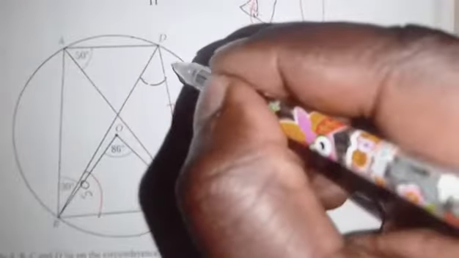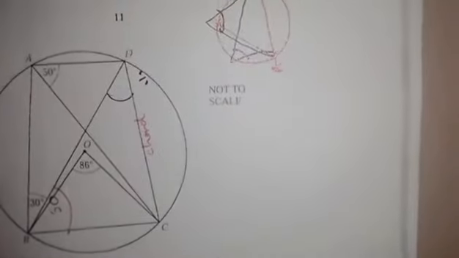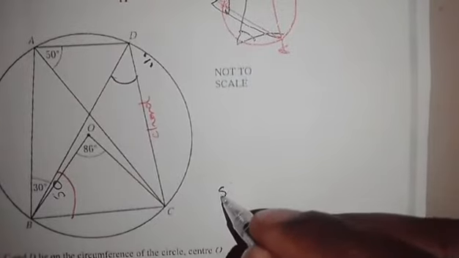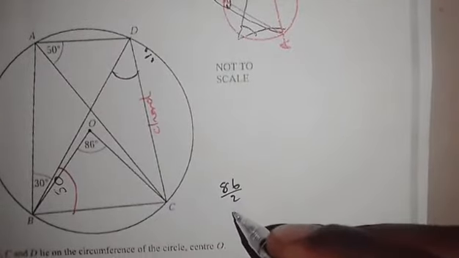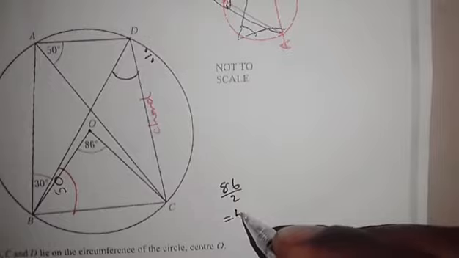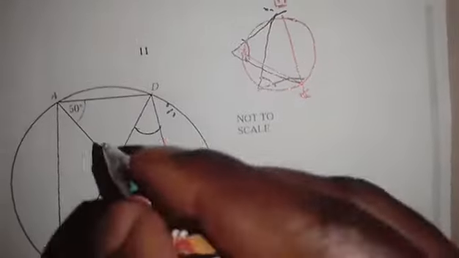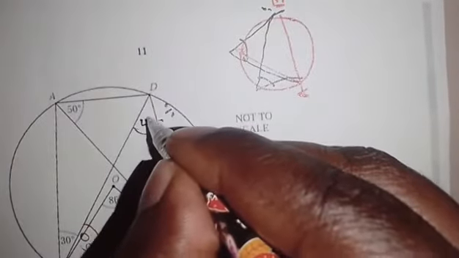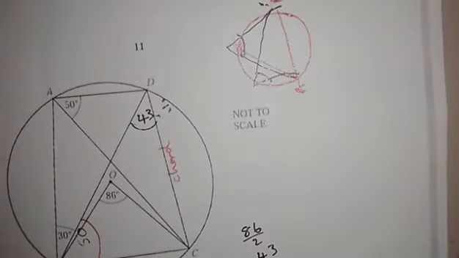If you want to find the angle at the circumference, you get it by dividing. So you take 86 and divide by 2. 86 divided by 2 gives 43. Meaning the angle at D is 43. Angle at the center is twice angle at the circumference.